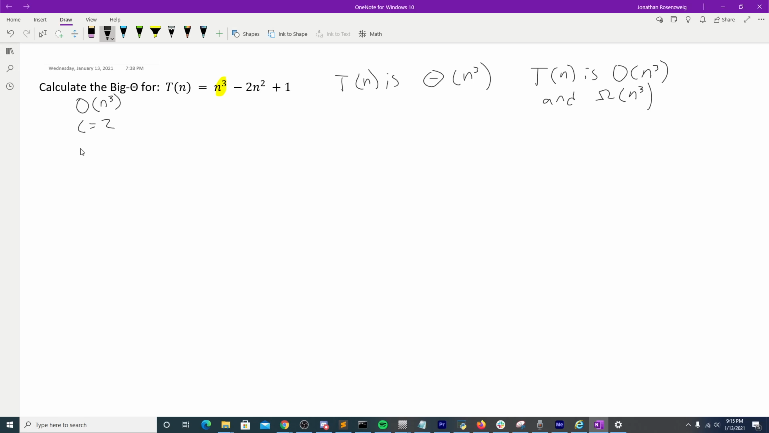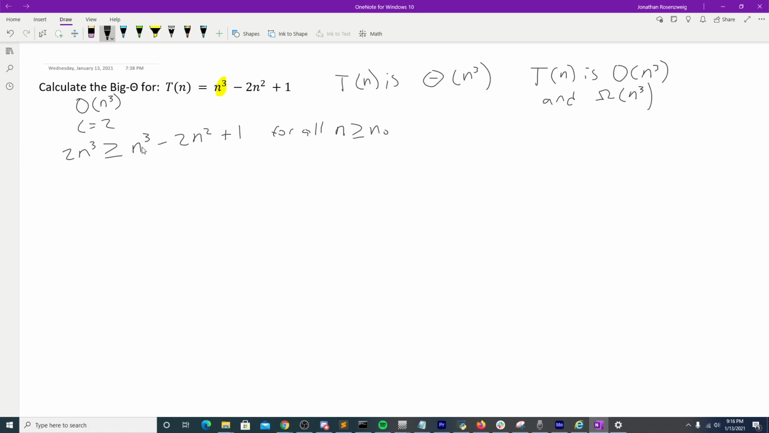So what I'm going to do is first write the expression that we're trying to prove, which is 2n cubed is greater than or equal to n cubed minus 2n squared plus 1 for all n greater than or equal to n naught. And we're not going to define what n naught is yet. We'll wait to first simplify this equation as much as possible before deciding which n naught to use.